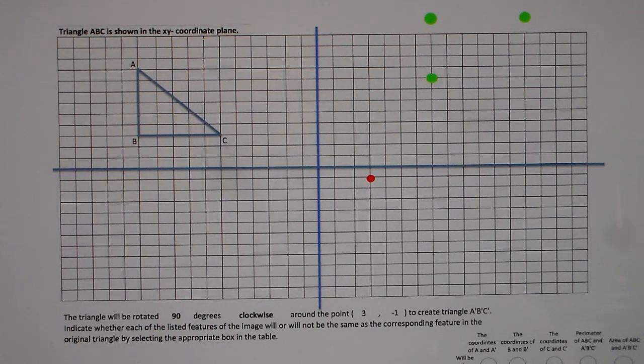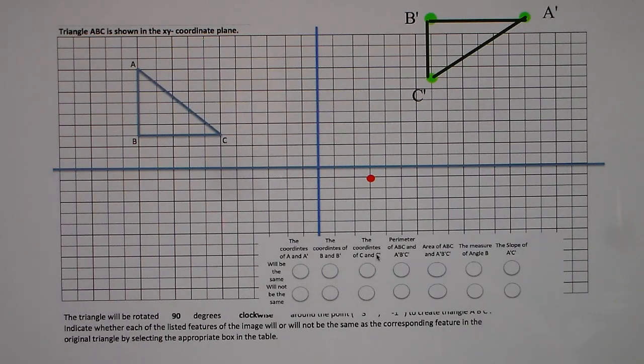I'll label these C prime, B prime, and A prime. And there's our new triangle here. You see that it's the same lengths after we rotate it 90 degrees.